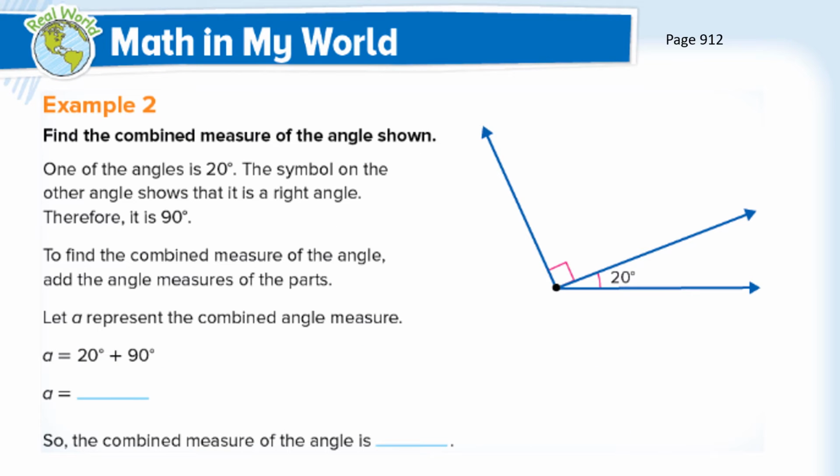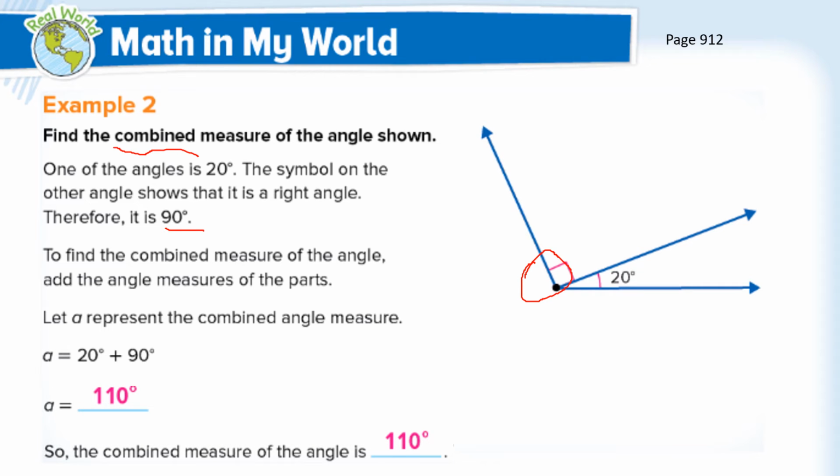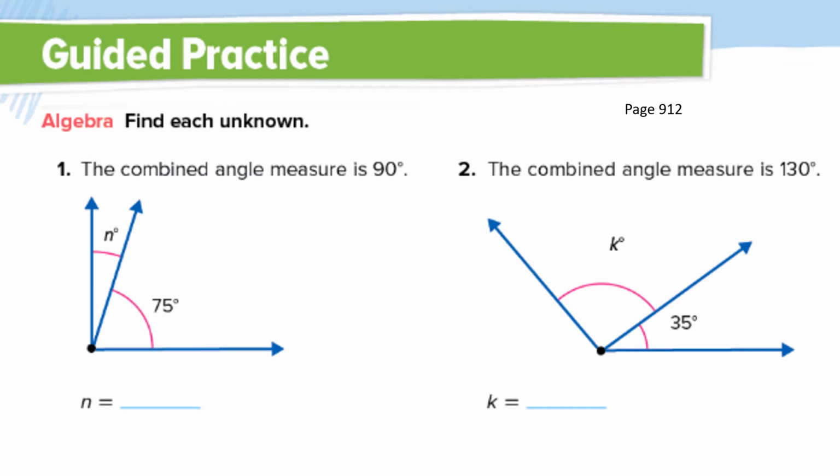Example 2 on page 912 says one of the angles is 20 degrees. The symbol on the other angle shows that it's a right angle. See that symbol right there? So we know that that's 90 degrees. So to find the combined, and combined means you're going to add, 20 plus 90, can you do that in your head? Equals 110 degrees.